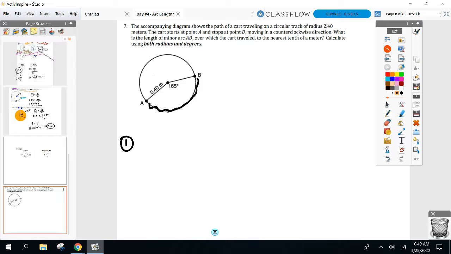Formula? Here we go. The degrees, which is what now, Josh? Give me numbers here. 165. Good. Over 360, good start. Times pi d. What's the 2.40? Radius, so we'll double it, and we'll get the diameter. What's that, 4.8? There it is. So that's in degrees.